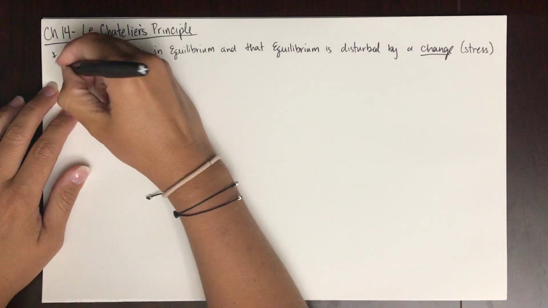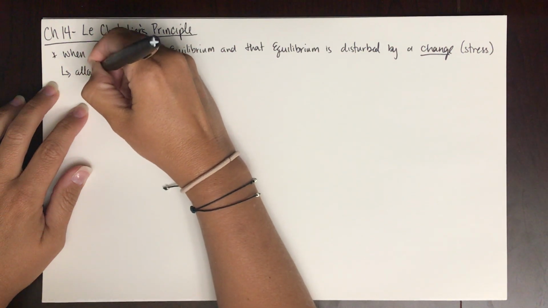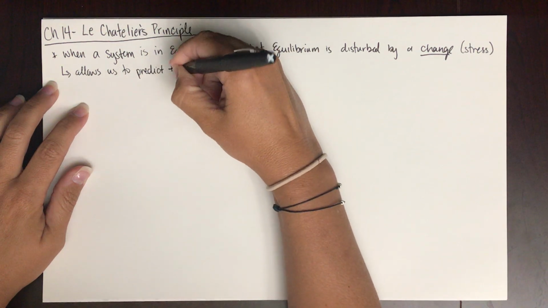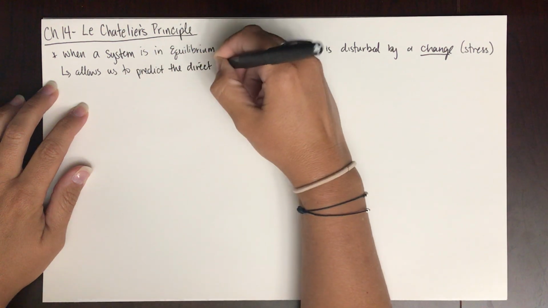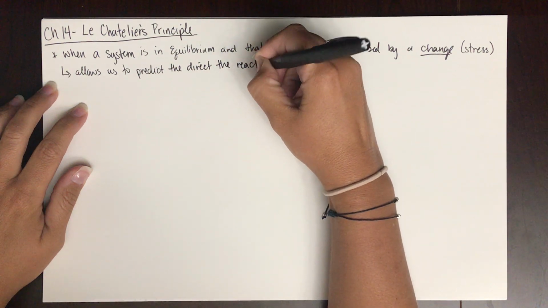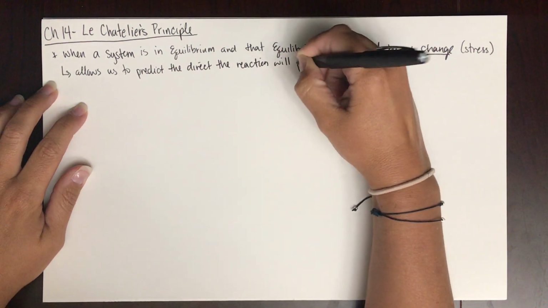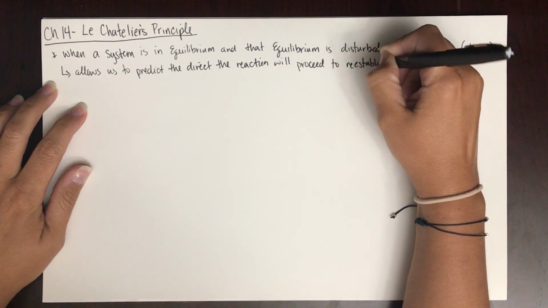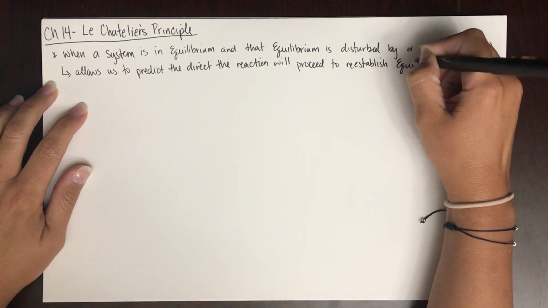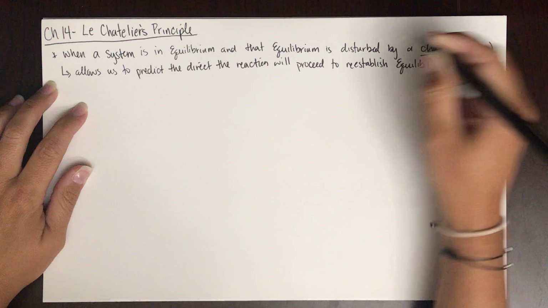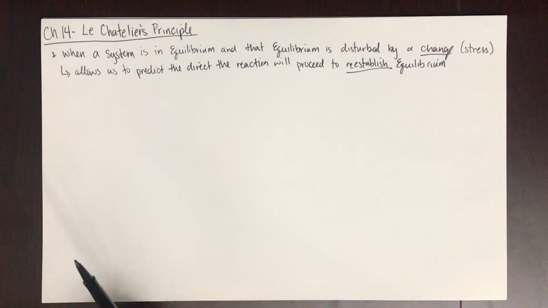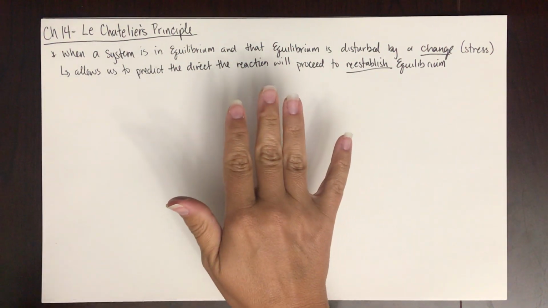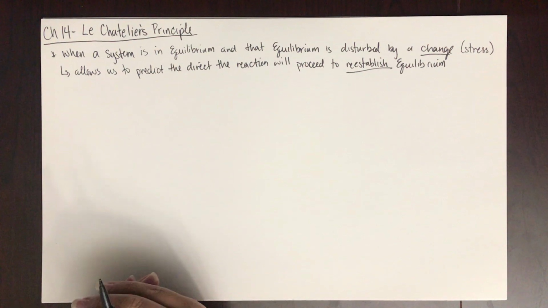And what Le Chatelier's principle does is it allows us to predict the direction the reaction will proceed to re-establish equilibrium. So we're at equilibrium and then a stress changes the equilibrium somehow. And then what way is the reaction going to shift to re-establish equilibrium?